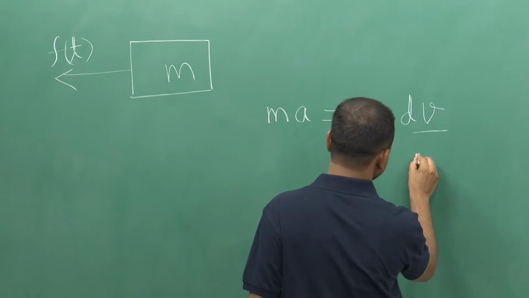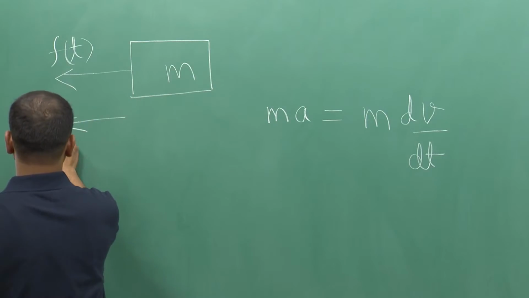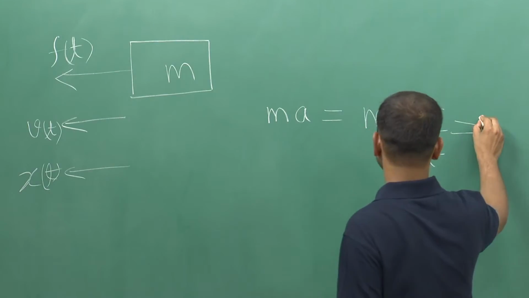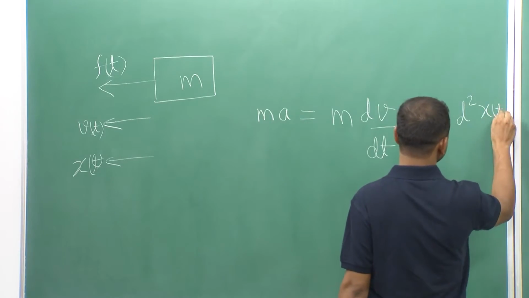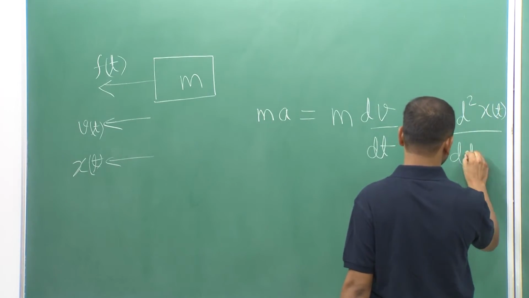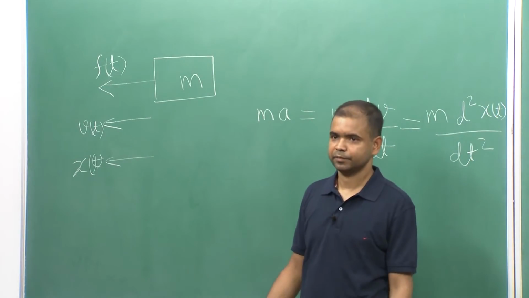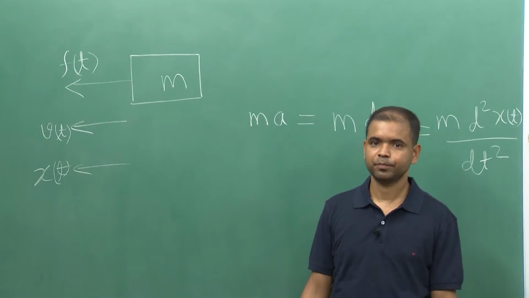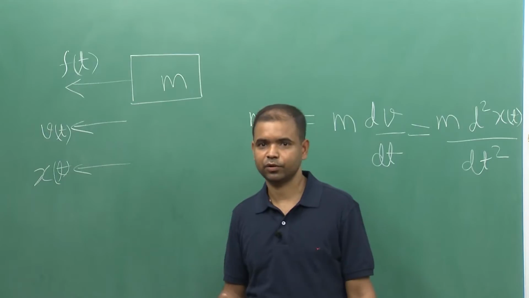or m dv/dt if this is the v of t, or if we talk in terms of displacement, this is x of t, and this is equal to m d square x(t) by dt square, and this is conservative in nature. Basically, it stores the kinetic energy of the system, and we can retrieve all the energy without any loss.